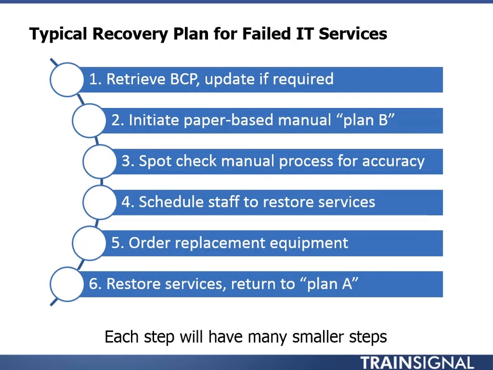Next, you start your Plan B. This is the paper-based manual process that you're using while the server is down. This isn't going to apply for every type of service, but for example, in the case of an accounting server failure, this could involve them filing paper in a filing cabinet rather than a server and writing checks by hand rather than doing direct deposit. They could follow this process until the time when the server gets back up and running.